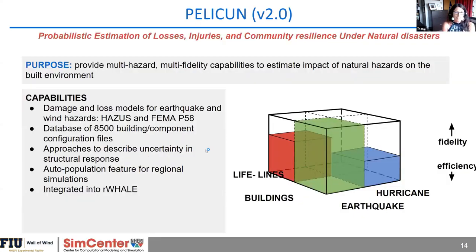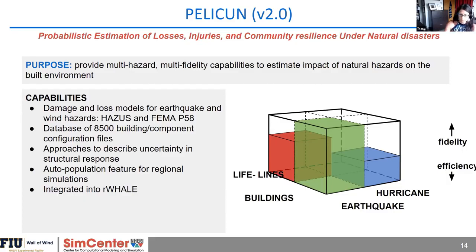Pelican as a tool, again, as I mentioned, is pretty exciting because it is migrating in all of the damage and loss data that is currently present in HAZUS to give you the ability to evaluate that at a parcel level. Currently, there's a database of over 8,000 building and component files that have been brought into Pelican. And what we're doing in Pelican is finding ways to actually build that out so that we can represent earthquakes, hurricanes, buildings, and even lifelines in one uniform application that can be integrated into these regional simulations using the tool R-Whale.